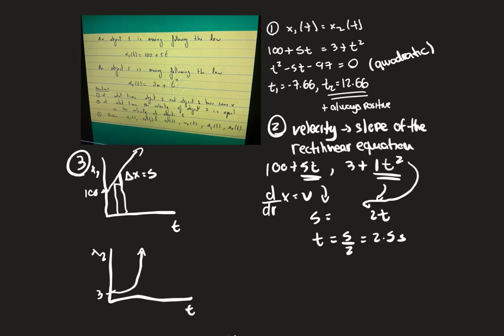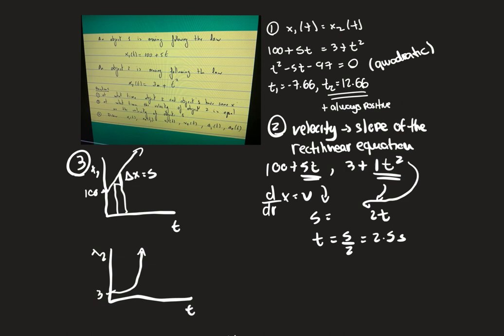Alright, so this should be a quick video about exercise 1. It starts by saying that an object 1 is moving following the law x1(t) = 100 + 5t. An object 2 is moving following the law x2(t) = 3 + t². And then it has 3 questions.